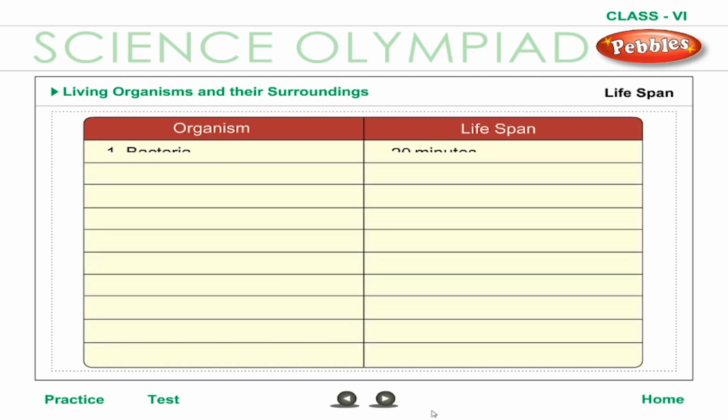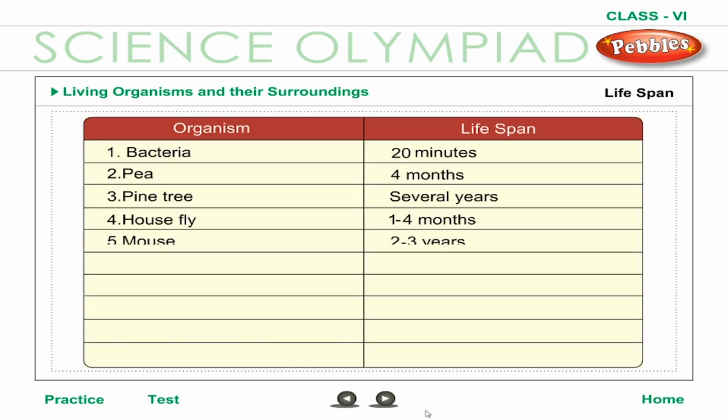Lifespan. The lifespans of some organisms are given below.